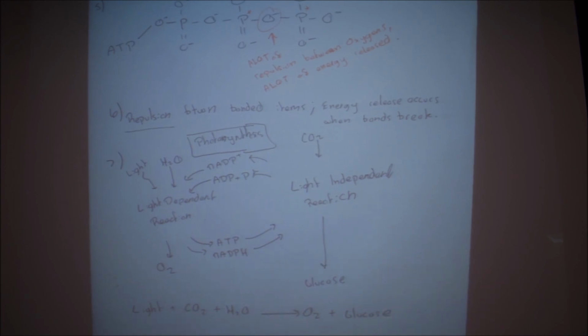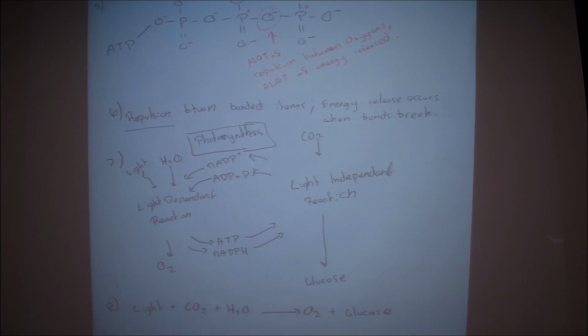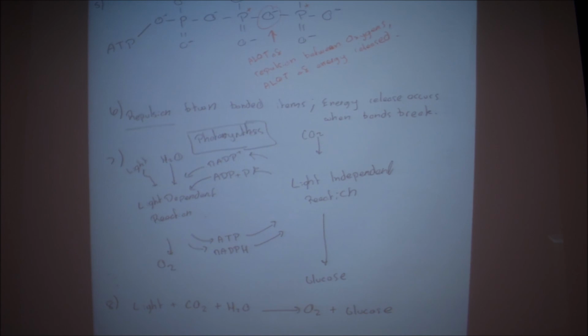So let's go ahead and go to the next one. What are the products of a light-dependent reaction? What is coming out of the light-dependent reaction? Yes? Oxygen. Oxygen, and what else is coming out? ATP and NADPH. That's right.